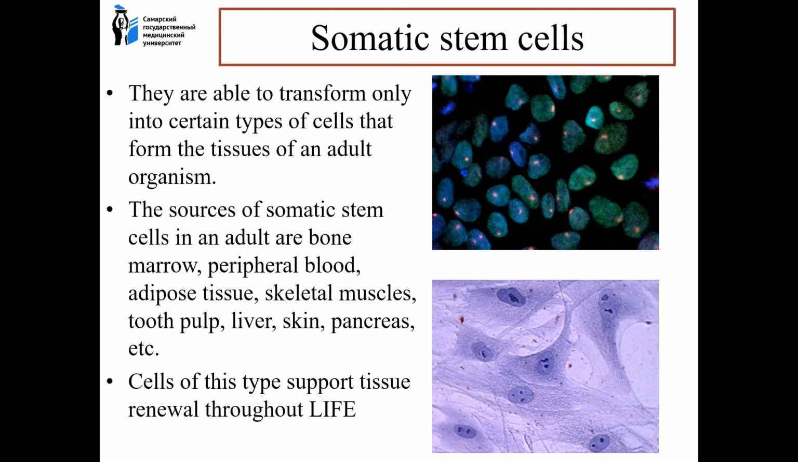Somatic stem cells. They are able to transform only into certain types of cells that form the tissues of an adult organism. The sources of somatic stem cells in an adult are bone marrow, peripheral blood, adipose tissue, skeletal muscles, tooth pulp, liver, skin, pancreas, and so on. Cells of this type support tissue renewal throughout life.